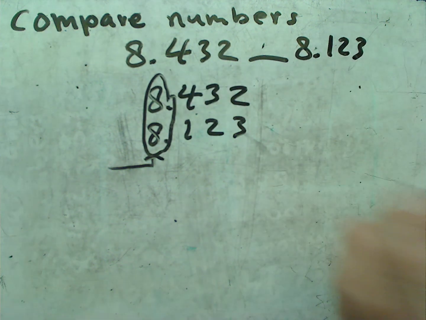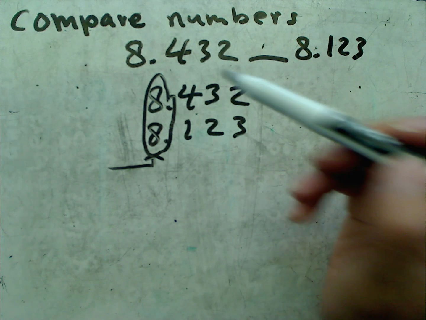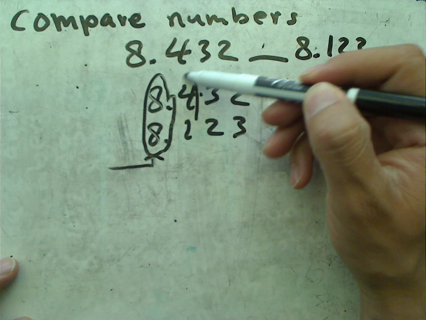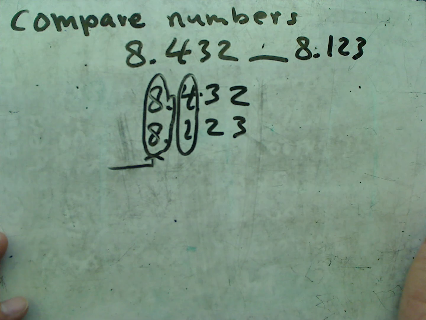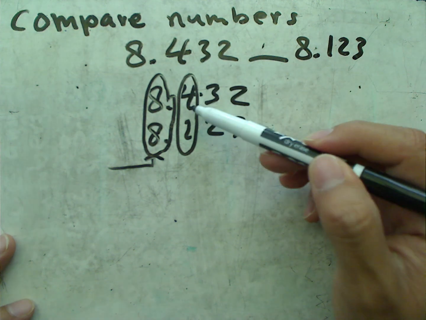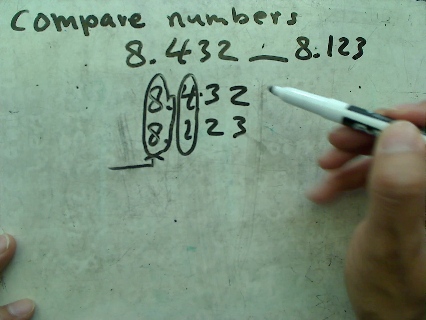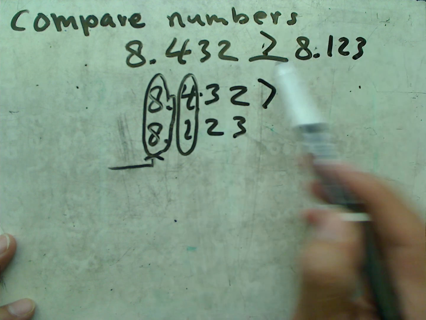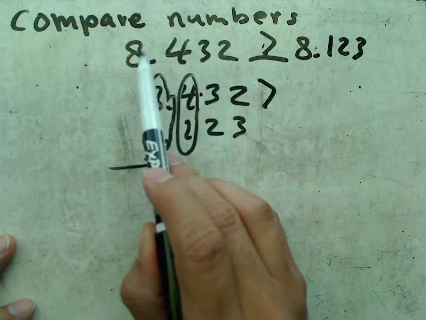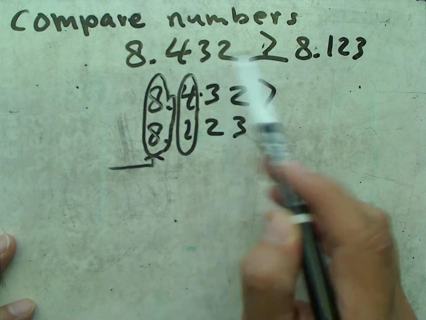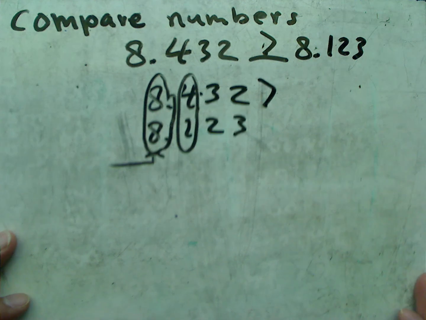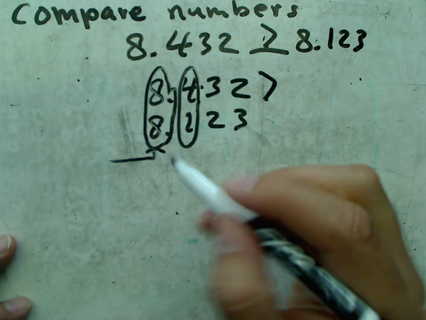My 8 and 8, they're equal to each other. So I'm gonna have to move on to my next place value to my right. So here I compare my tenths place. Here I see that 4 is greater than 1. So this number is greater than this number here. So 8 and 432 thousandths is greater than 8 and 123 thousandths. We'll do another example here.